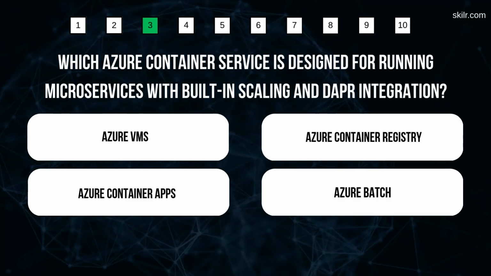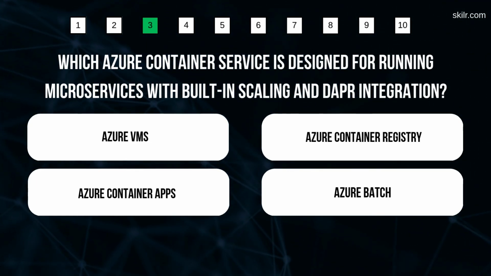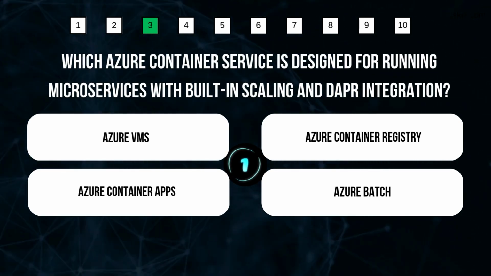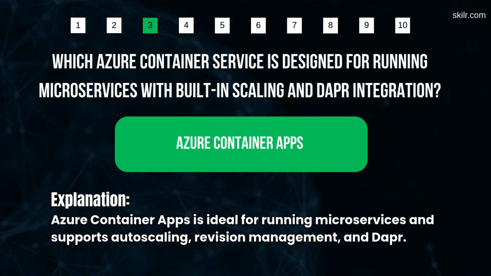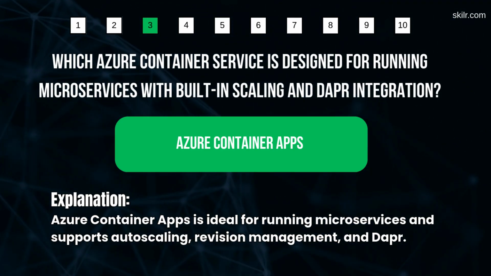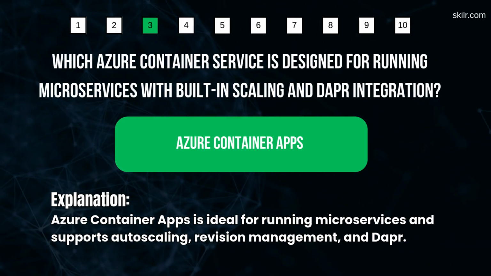Question 3. Which Azure Container Service is designed for running microservices with built-in scaling and DAPR integration? The correct answer is Azure Container Apps. Azure Container Apps is ideal for running microservices and supports autoscaling, revision management, and DAPR.